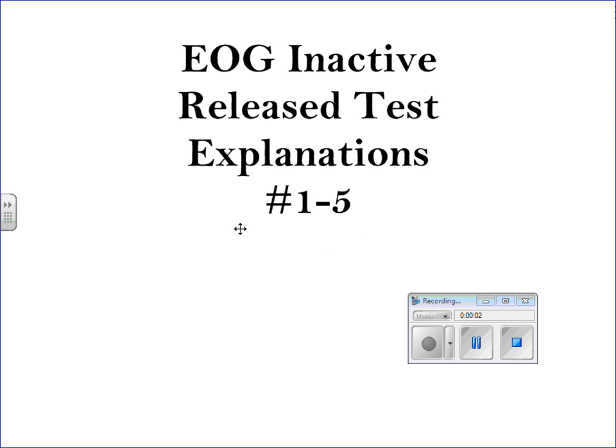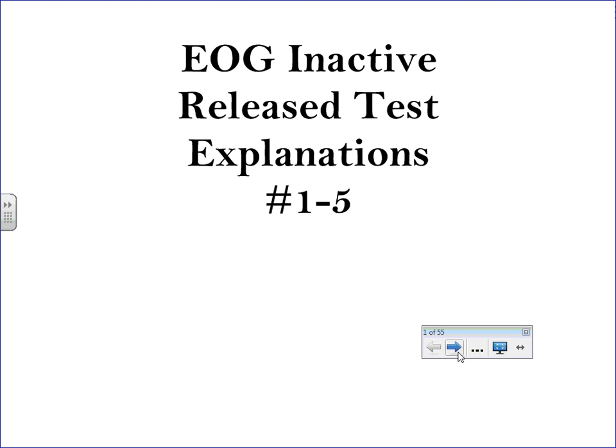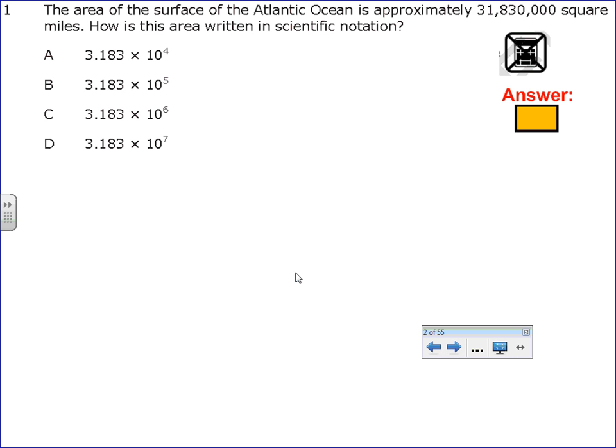In this video, we're going to go over the released EOG inactive questions numbers 1 through 5. The first question says the area of the surface of the Atlantic Ocean is approximately 31,830,000 square miles. How is the area written in scientific notation? They've given me some answer choices.